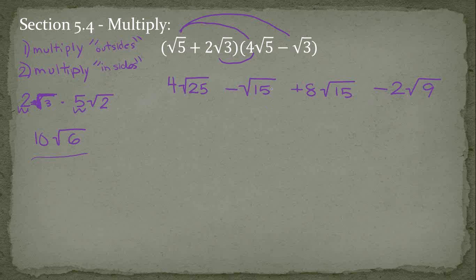Now we're back to adding and subtracting. Now it's back to what we just did before. Here we have some like terms. We are allowed to combine the radical 15 since they are like radicals.